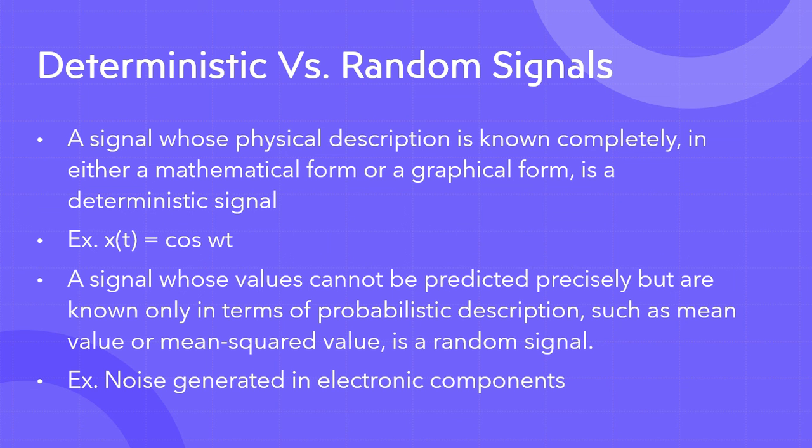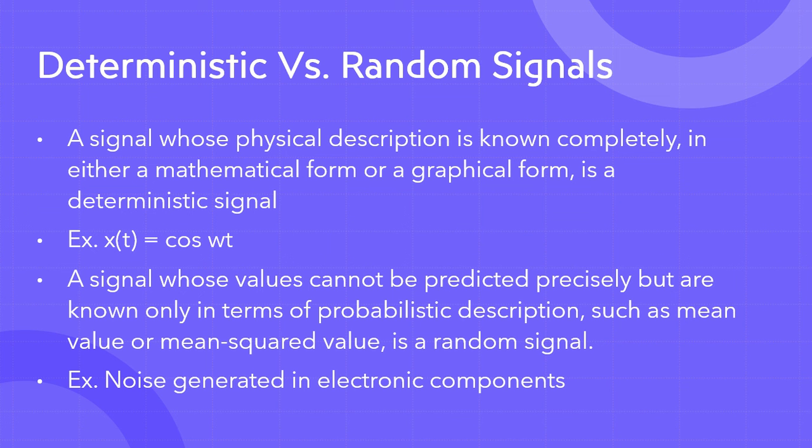If you are from an EC background, you are dealing with controllers, processors. You will be dealing most of the time with deterministic signals only. But if you are working in a few domains, like image processing, sometimes you have to generate noise in your image, you have to insert some noise in your image. So for noise generation purposes, for image processing, computer vision, you will be having random signals.